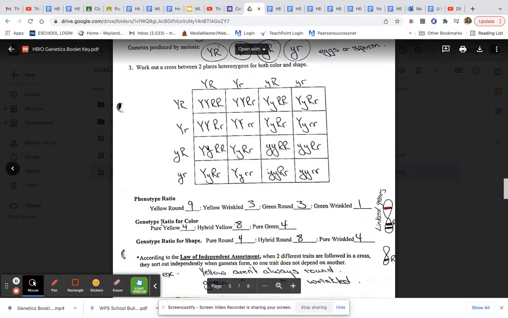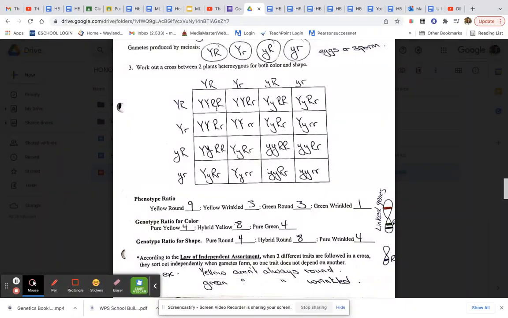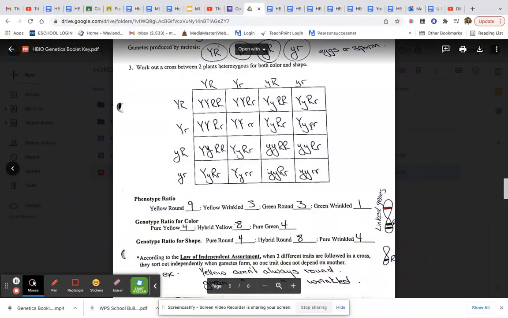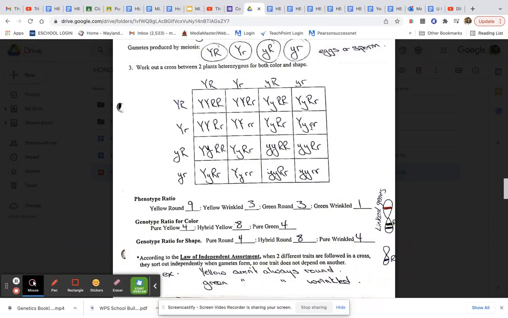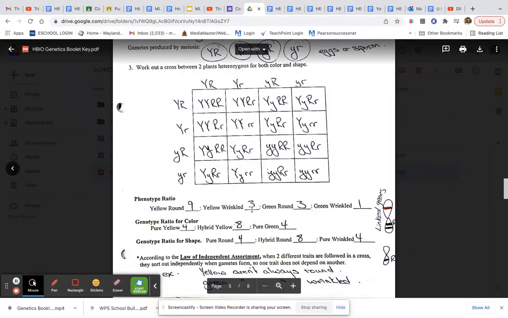And as we go through, you'll find out there are 9 of them. Then when you go through to yellow and wrinkled, to be wrinkled, you have to have the 2 little r's. Well, this one counts. This one counts. And what else? Where's the other one? Over here. So we have 3 of those.